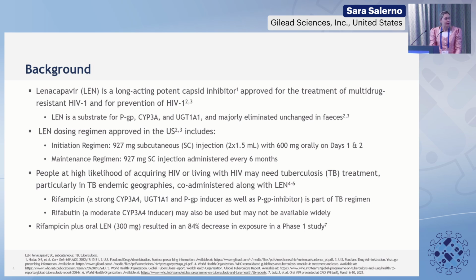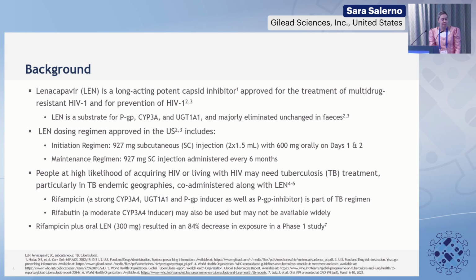So people that are at high likelihood of acquiring HIV or living with HIV may need tuberculosis treatment, particularly because of the overlapping endemic geographies. And rifampicin is one of the first-line antibiotics that's used for TB treatment. However, it has significant DDI liability. It's a strong CYP3A4 inducer, a UGT1A1 inducer, and a PGP inducer, as well as inhibitor.